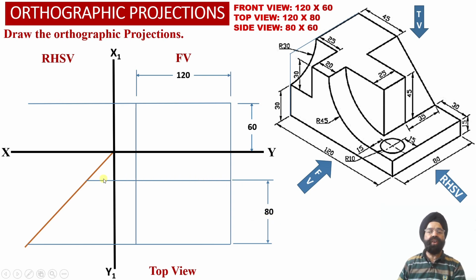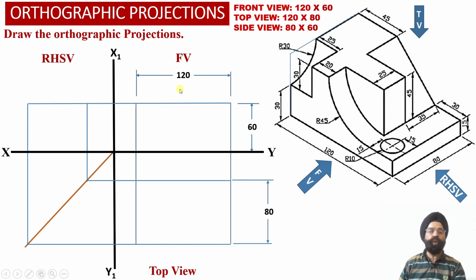And these two horizontal projector lines, we have appropriately transferred into the right hand side view projections, such that into the right hand side view projections as well, the depth of the solid equal to 80 millimeter we have been able to obtain over here. And we have already obtained the height of the solid into the right hand side view projections as 60 millimeter.